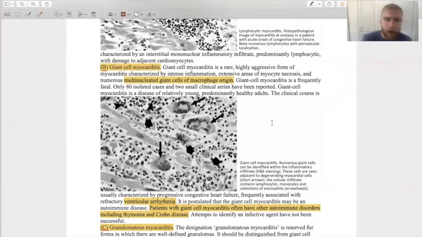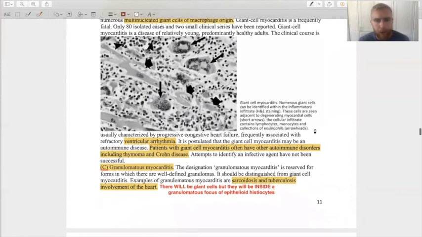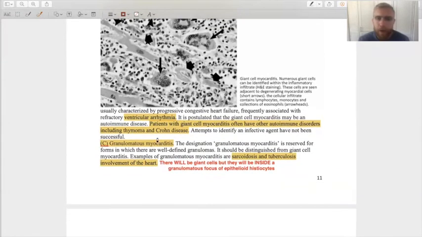Giant cell myocarditis, very, very rare. You're just going to see giant cells along with lymphocytes. It's frequently associated with arrhythmia, but I'm assuming that all of these myocarditis are associated with arrhythmia. That's nothing special. There is an association with thymoma and Crohn's disease. Both those are autoimmunities, and thymomas in particular are related to, what was it? Dermatomyositis, I believe, that we saw in musculoskeletal block.